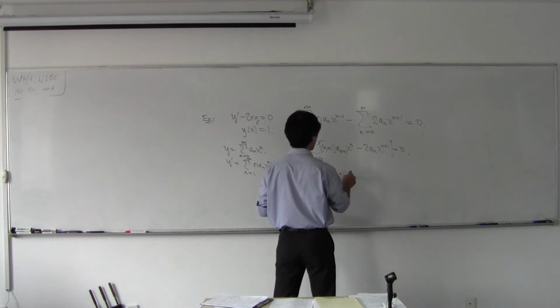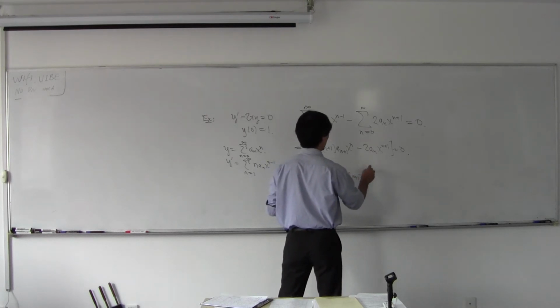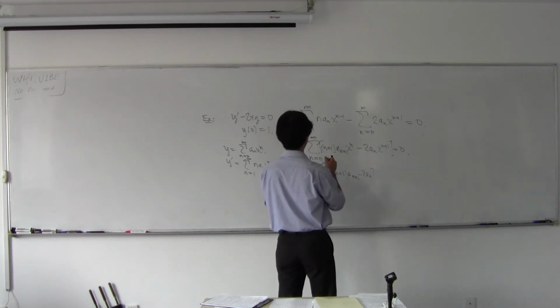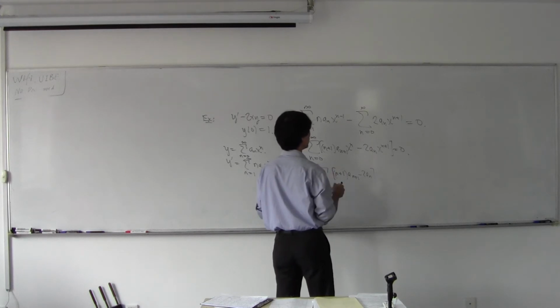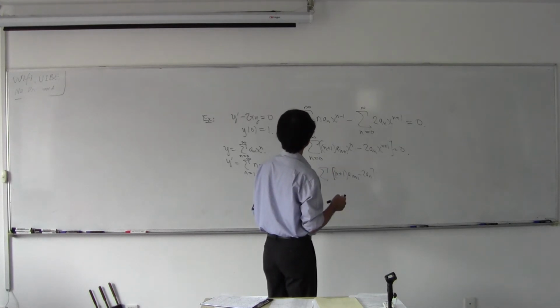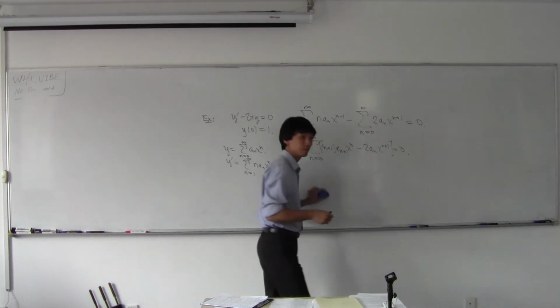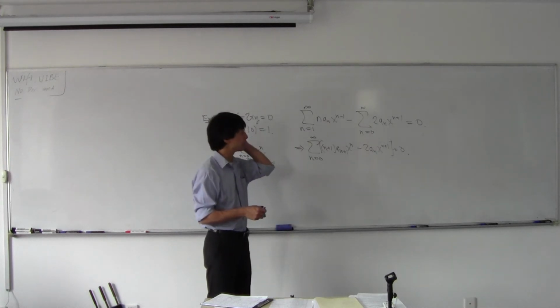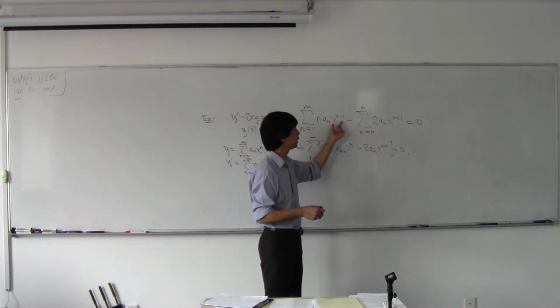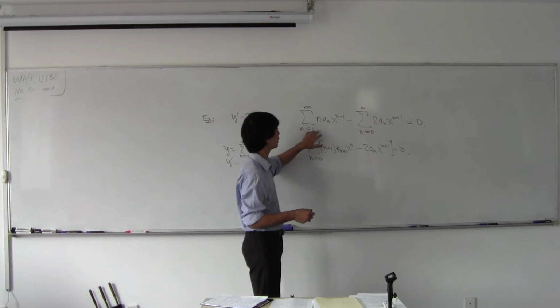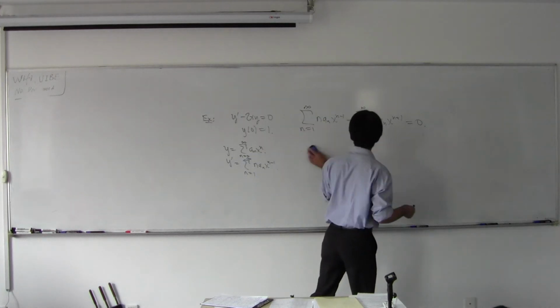In other words, n plus 1, a sub n plus 1 minus 2 a sub n, x, wait a second. That's not what I want to do, in fact. You see, it doesn't quite work out for us. What I want to do is make the indices start at the same time. There's a little bit of trouble here.